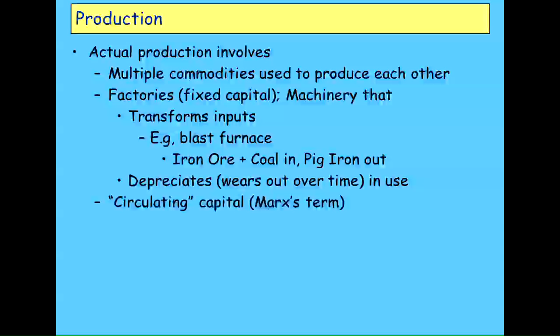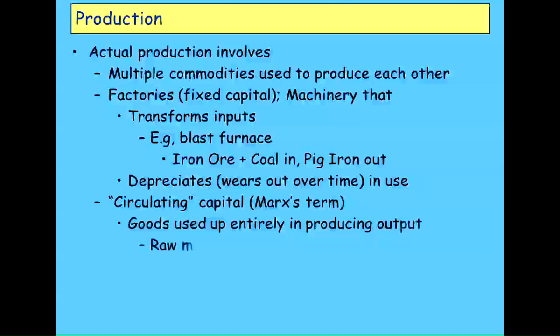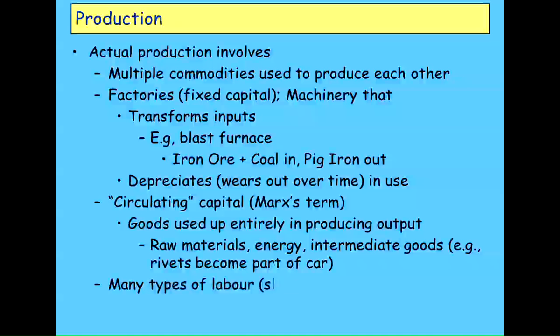Marx called that circulating capital. Other things which continue persisting but get depreciated by production. So goods used up entirely in output are part of it, the raw materials, energy and so on. And there's many types of labour involved. You don't just have homogenous labour, you've got skilled labour, unskilled labour, supervisors, people who think they manage, etc., etc.